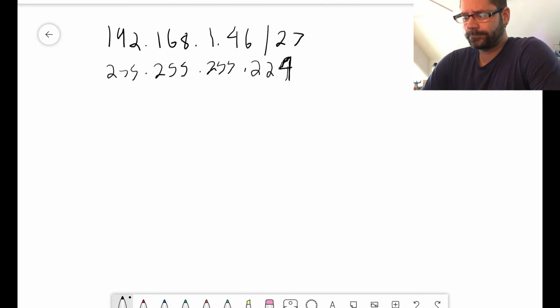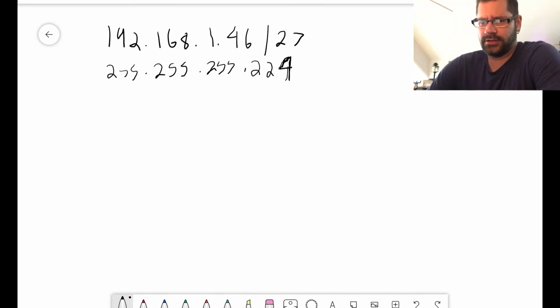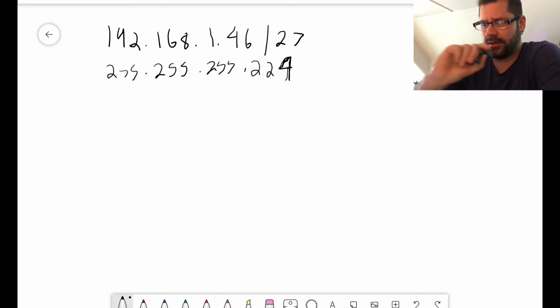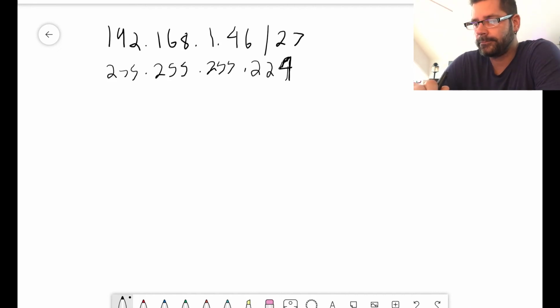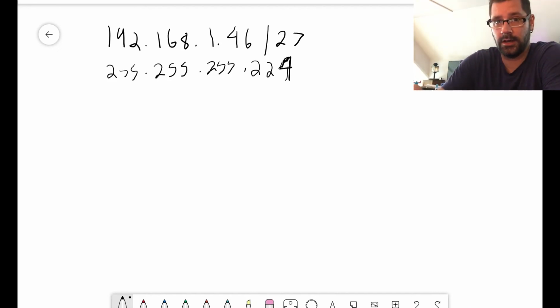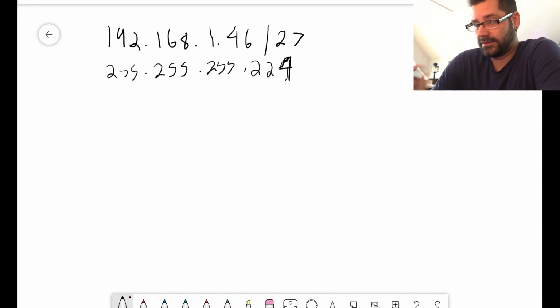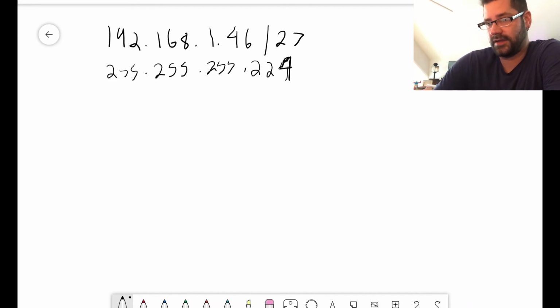A bitwise AND operation compares this address to the subnet mask in binary, comparing the bits. If there is an off bit and an on bit, then it's off. If it's off and off, then it's off. It's only on if it's on and on, so a 1 and a 1. That might sound confusing, but I'm going to show you exactly what I mean.